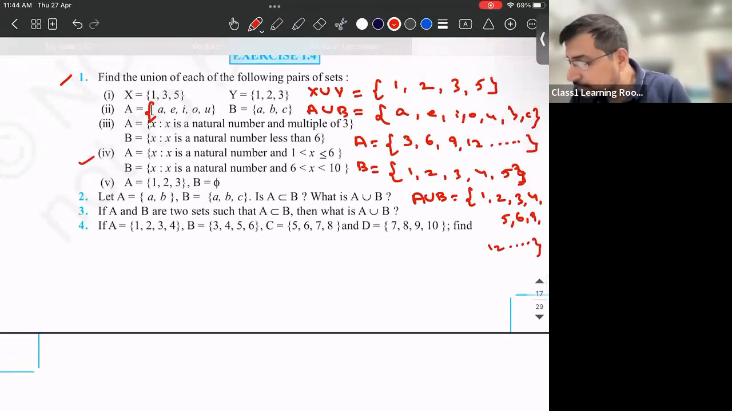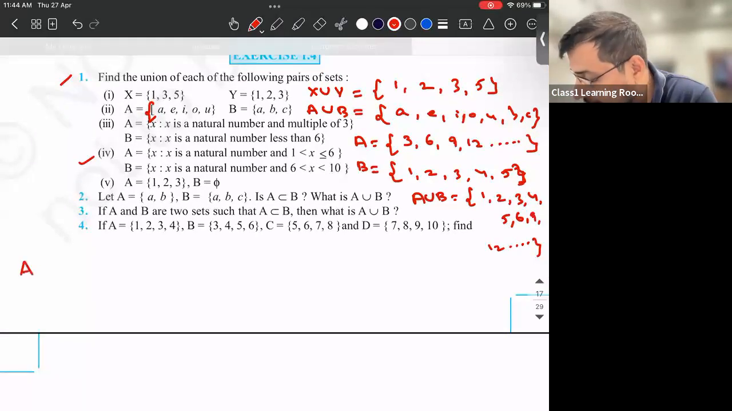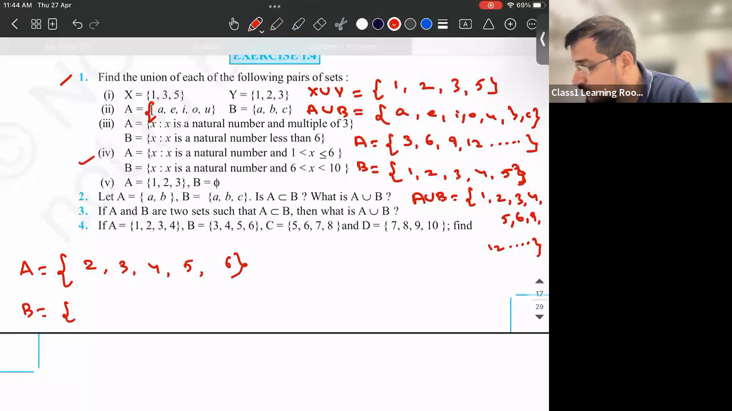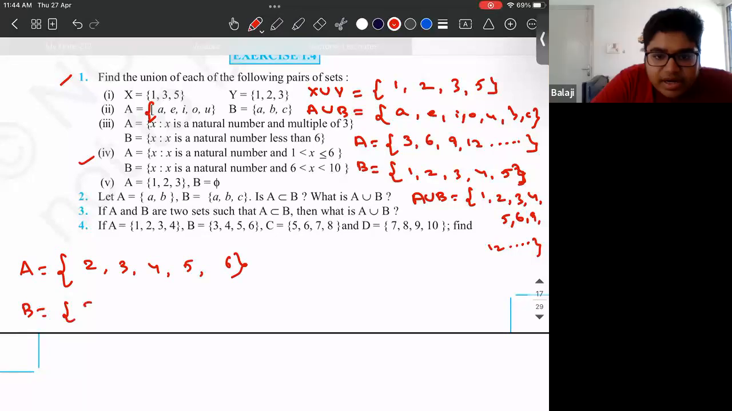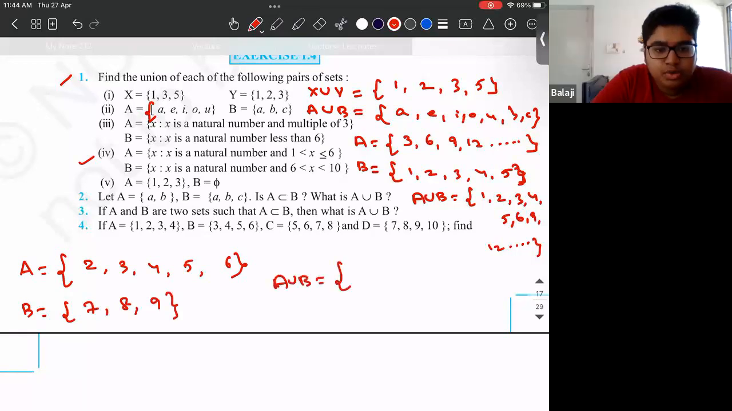Yeah, Balaji. Fourth one. A is equal to X such that X is a natural number and X belongs to 1 to 6, where 1 is not included, 6 is included. So what is set A? Set A is 2, 3, 4, 5, 6. Correct. What is B? Set B is 7, 8, 9. Correct. What is A union B? A union B is 2, 3, 4, 5, 6, 7, 8, 9. Correct.